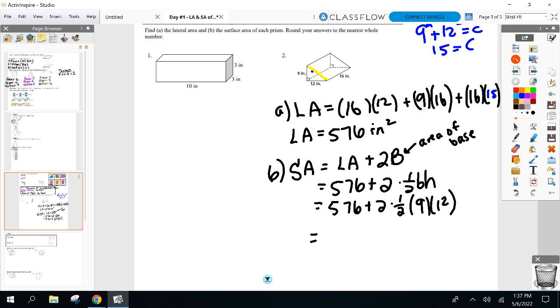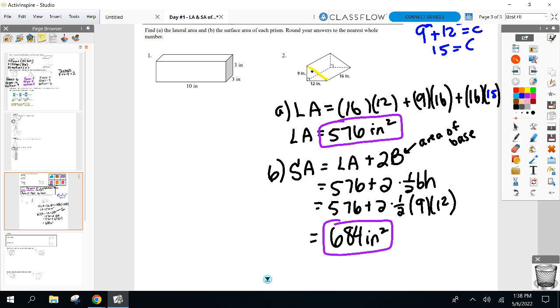And now you are on your way, kids. 684. And I know this should be common sense, but I'm going to say it anyway. How should your surface area compare to your lateral area? It should always be greater than your lateral area, right? Surface area should always be greater than lateral area.